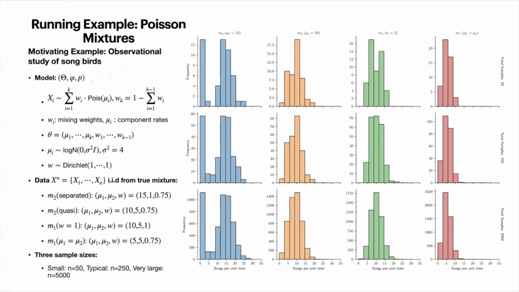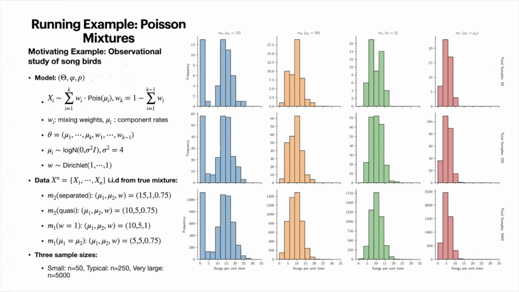As you can see here on the right-hand side, this is motivated by a real situation, but the data itself is simulated. On the first column, this is the case where you have a two-component data generating process. The mixing components have different rates, so you have different rates for mixture one versus mixture two. In the first row, the first rate is 15 and the second rate is 1, and the mixing weight is 0.75.